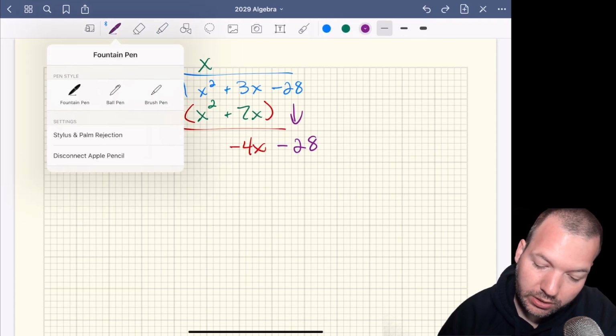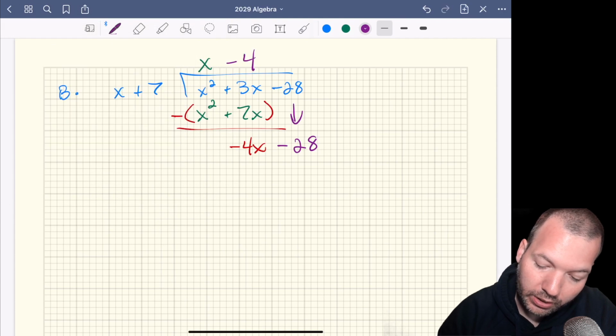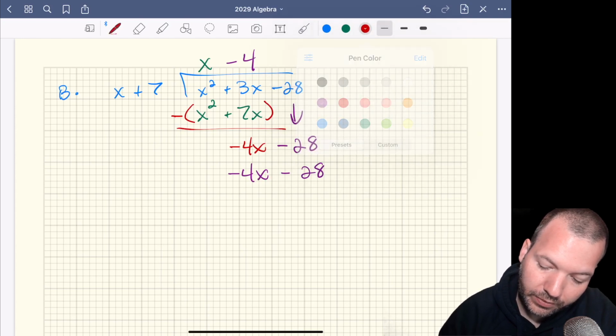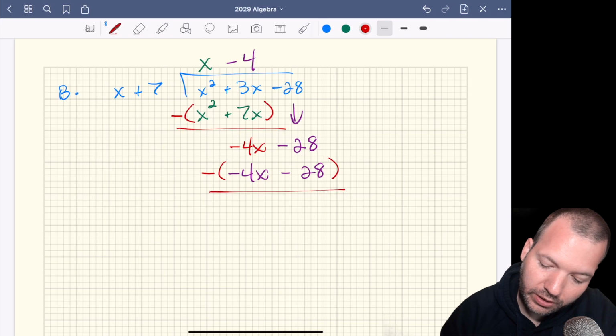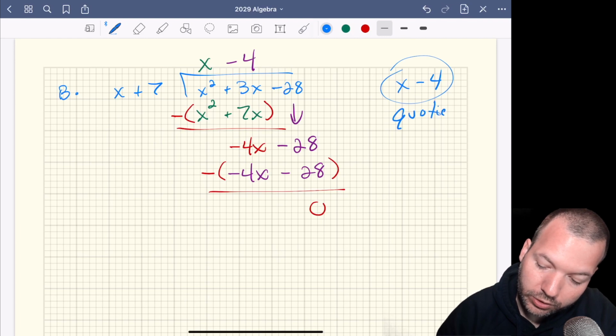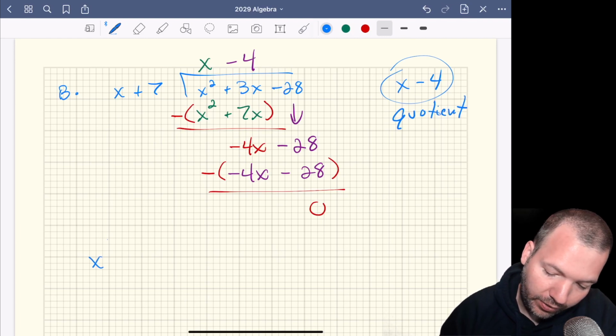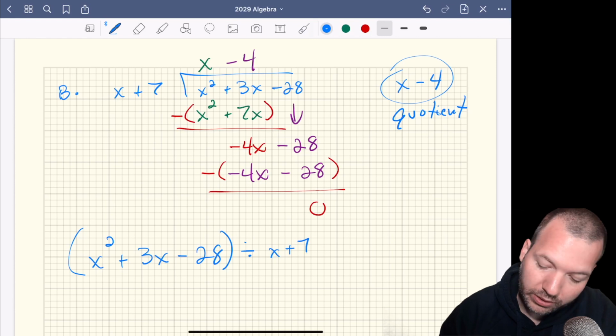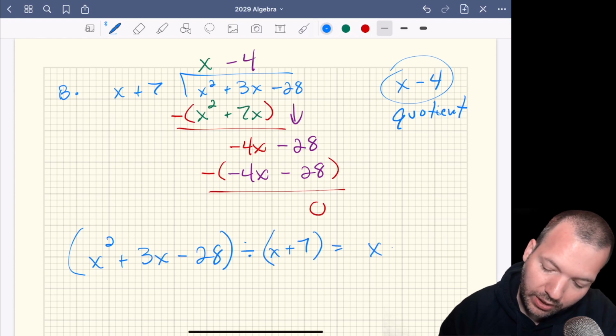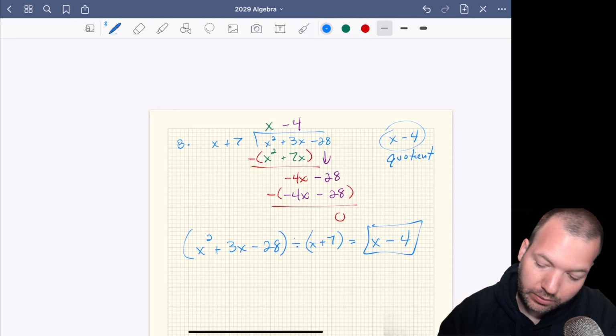And the answer is negative 4. Negative 4 times x is negative 4x. Negative 4 times 7 is negative 28. And again, hopefully you can tell relatively easily, that leaves behind 0. So x minus 4 is our quotient. In other words, if we were to write out the original expression, x squared plus 3x minus 28 divided by x plus 7, the answer to that would be x minus 4.